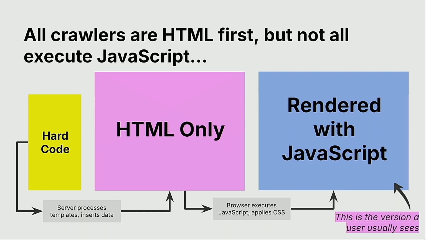The first is the HTML only. This is as closely related as you can get to the hard code that is written by a developer, but it will contain some scripts and overlays that won't have been executed at this point. Then once the browser executes that JavaScript and applies any styling changes to the page, this becomes the version that is rendered with JavaScript. It's typically what a user will see, and this is what you will see if you were to use Chrome DevTools to inspect the page.